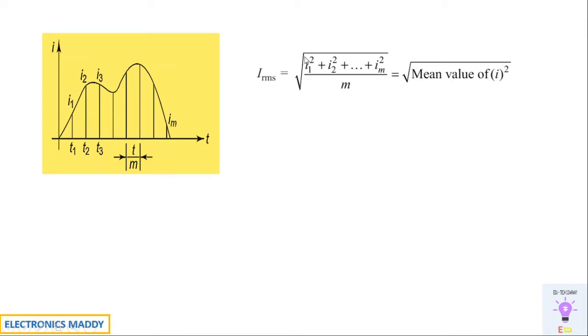So if you see, the root of the entire term is taken into consideration. The mean value is the sum of the squares of each and every current that is associated, divided by the number of instants. If there are three values that are considered, you will be dividing by 3. So that is the RMS value. You can also represent it in integration form, because integration is basically the summation of all these values. That's the reason why we represent it in this form.